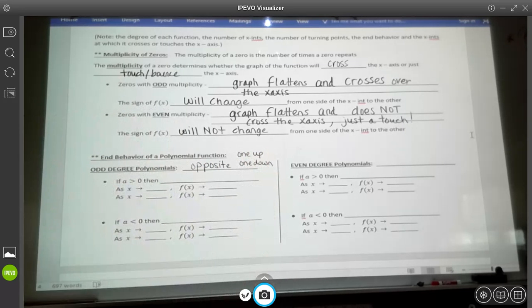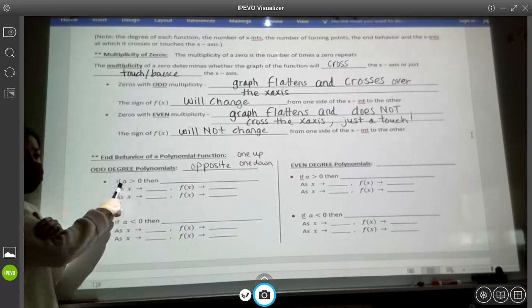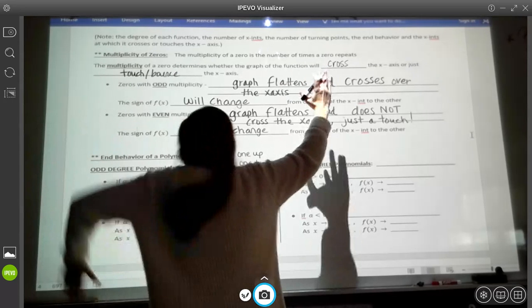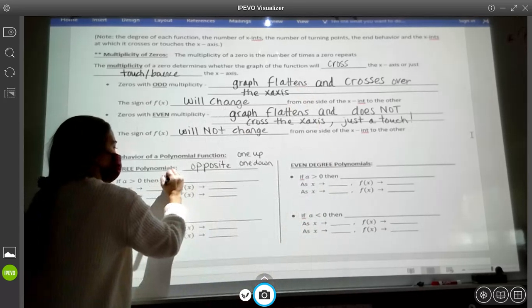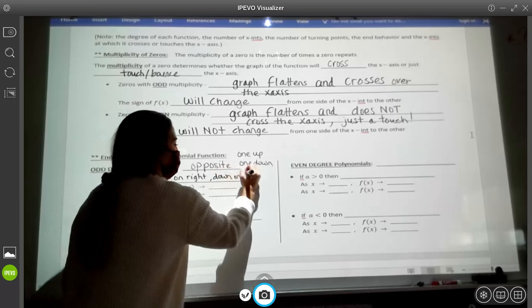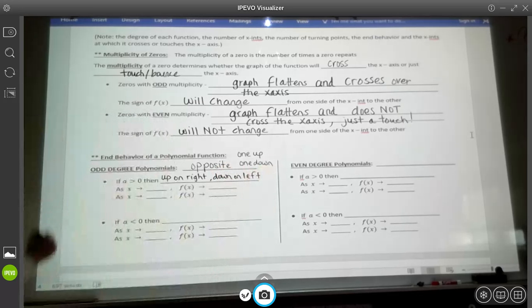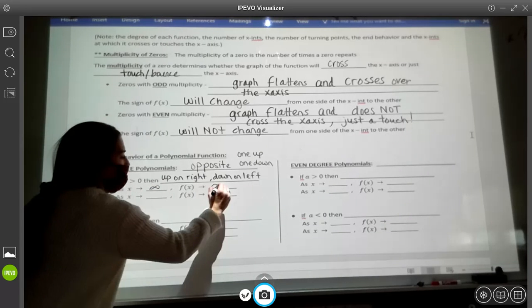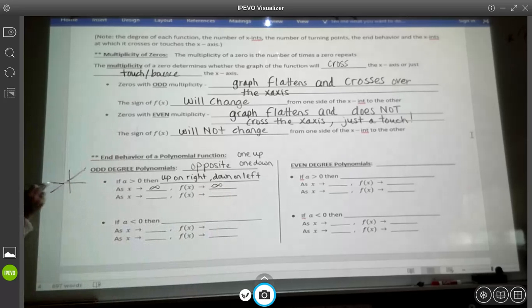There's a way to tell which end is up and which end is down. If the leading coefficient of your leading power term is positive, then it's going to be up on the right, the positive side of the graph, and down on the left. To give you an example, like a straight line, because that's an odd degree polynomial, if it's up on the right, as x goes to infinity, f of x goes to infinity. As x goes to negative infinity, f of x goes to negative infinity.